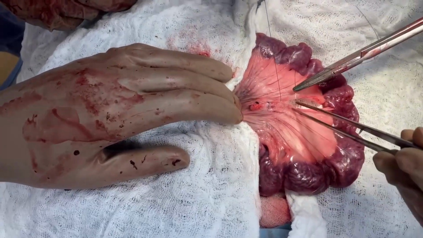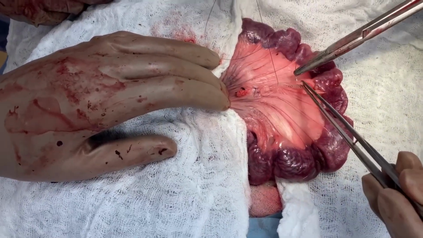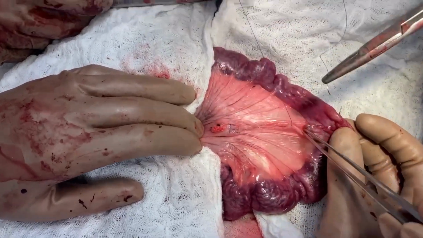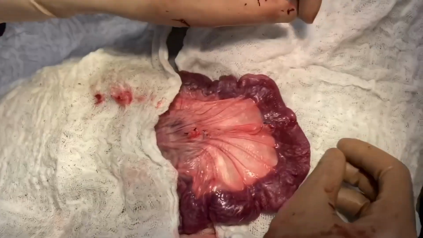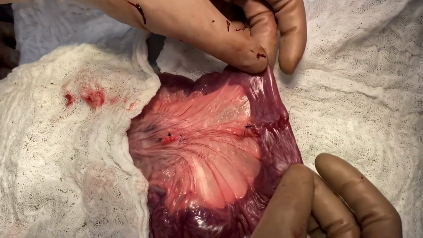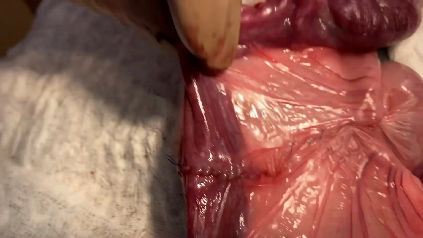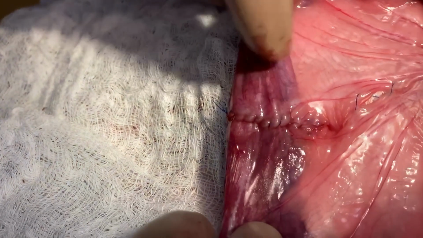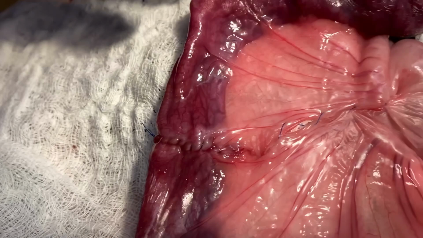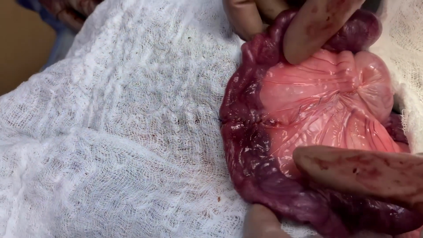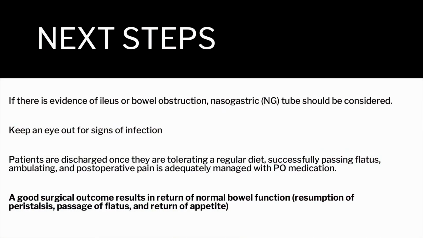Close the mesentery with a running suture, taking care not to injure the vessels of the mesentery. Finally, confirm patency and integrity of the anastomosis. Irrigate the abdomen with warm saline, then close the fascia with a running stitch, and finally, close the midline incision using interrupted, horizontal mattress, or vertical mattress sutures.